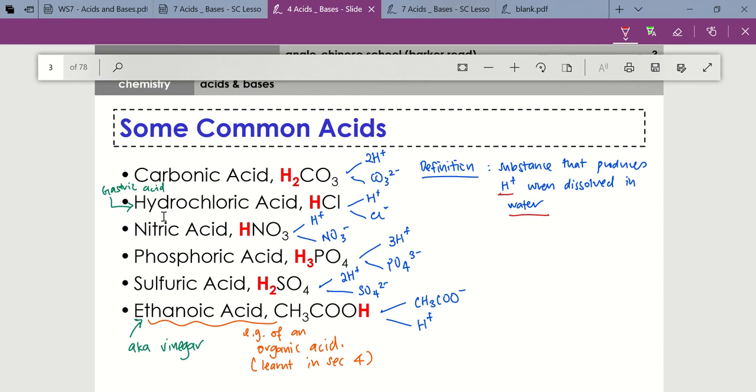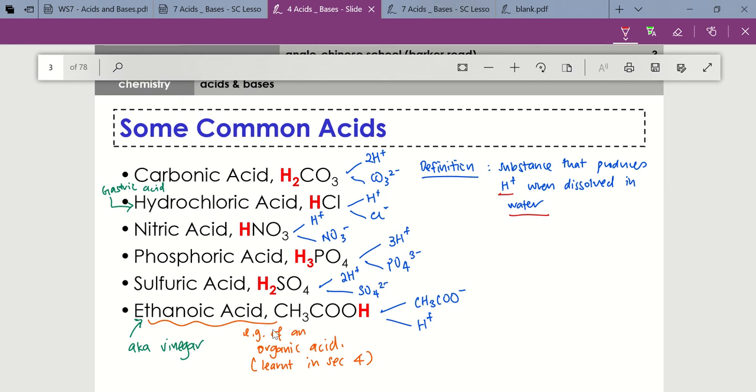You will also see the first one, two, three, four, five. You mostly see the first five acids in the Sec 3 syllabus. The sixth acid, called ethanoic acid, is mainly seen in Sec 4.